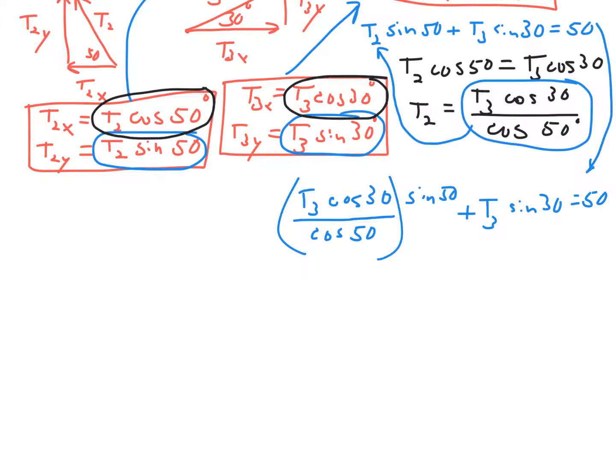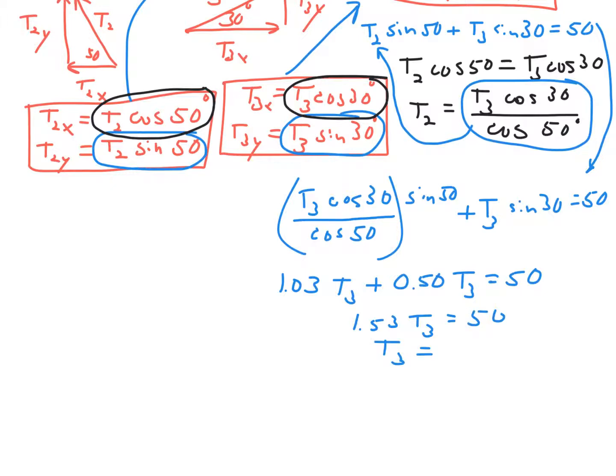Now what I'm going to do right now is actually evaluate all these sines and cosines, because those all have decimal approximations. You can figure those out in your calculator. I'm going to do that off to the side and give you the result. So I evaluated those. I plugged in the cosine of 30, and I divided it by the cosine of 50, and I multiplied by the sine of 50, and that comes out to be 1.03 times T sub 3. And then the sine of 30 is 0.5 times T sub 3 equals 50. Now this is pretty easy to solve at this point, because you have 1.53 T sub 3 equals 50. Voila! T sub 3 is 33 newtons.